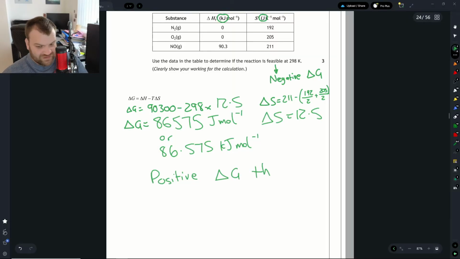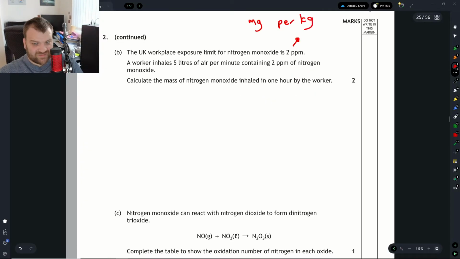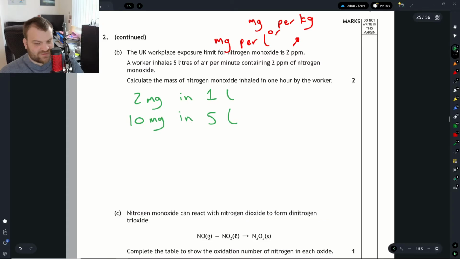Therefore, it is not feasible at this temperature. In this question, we're dealing with parts per million. It can either be described as milligrams per kilogram, or, which will be more helpful in this case, milligrams per litre. Question says we've got 2 parts per million, so that would be 2 milligrams in 1 litre. We have 5 litres, so we're going to times this by 5, scale it up, so that's 10 milligrams in 5 litres. It says that that's per minute.